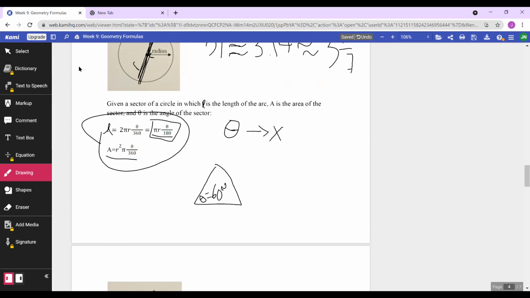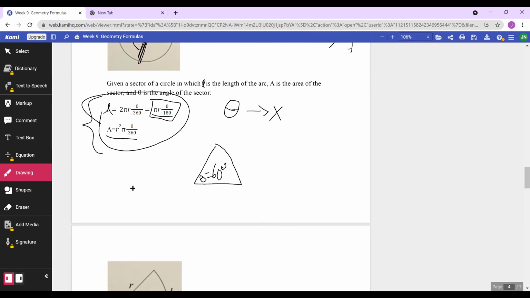So we don't use those formulas? Sorry, wait, so we don't use the formulas if we don't know what theta is? Yeah. Then usually you won't be asked to calculate the area or the length unless you know theta. Okay.